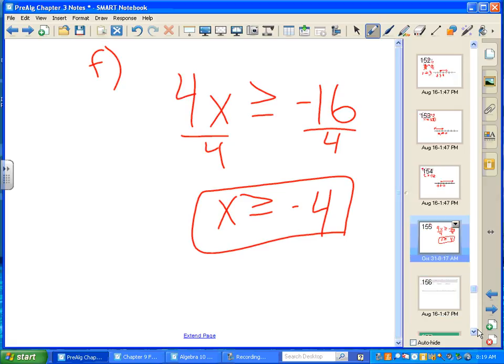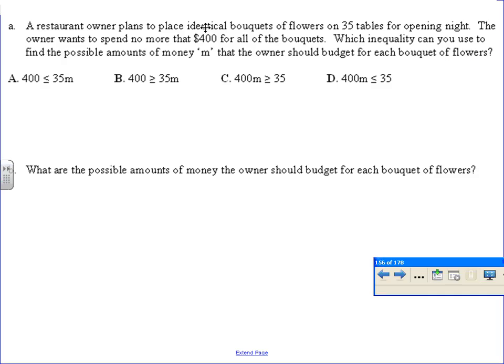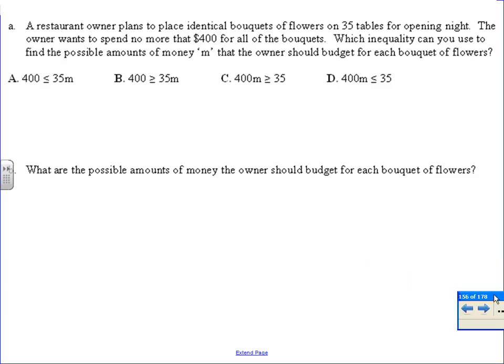Okay, let's do 2 word problems, then we're done. Okay. Actually, sorry, 1 word problem is what I meant to say. There's just 2 parts to it. Okay, ready? The closing is about a restaurant owner. So the restaurant owner plans to place identical bouquets of flowers on 35 tables for opening night. The restaurant owner wants to spend no more than $400 for all of the bouquets.